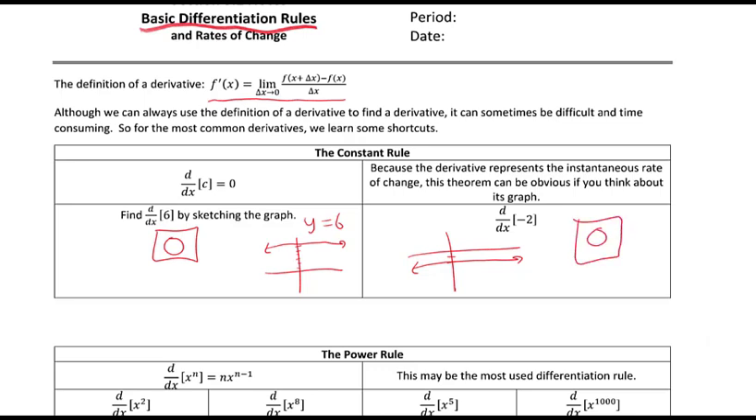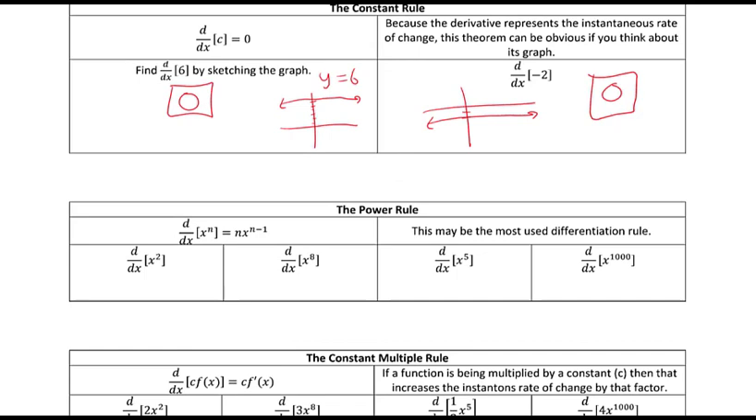So notice how there's no x in there because it doesn't change. It's constant. It's just always this one thing. So anytime you take the derivative of a constant, it will be 0. So think about those graphs, and I think that should make sense to you.